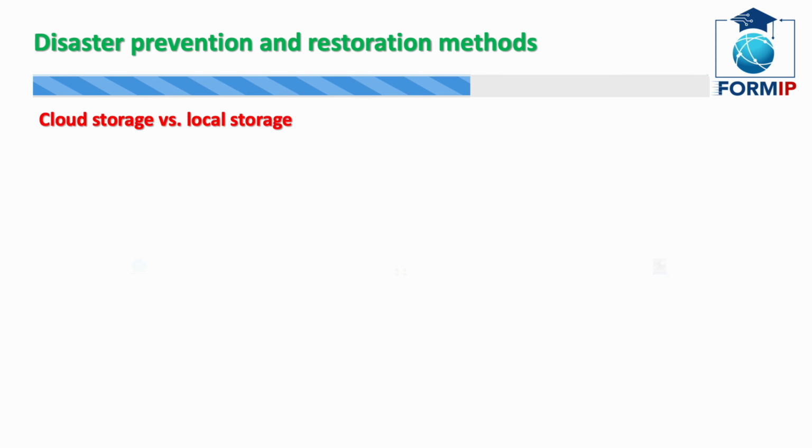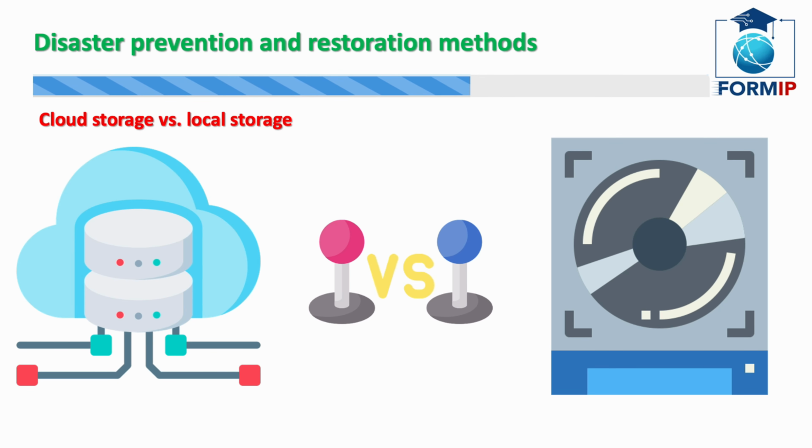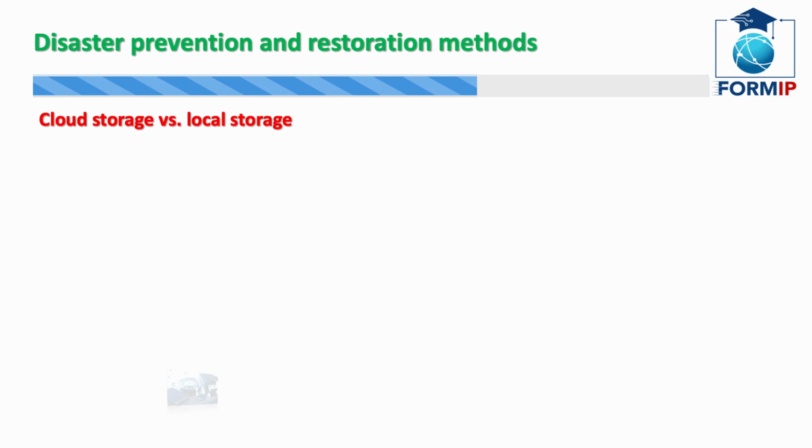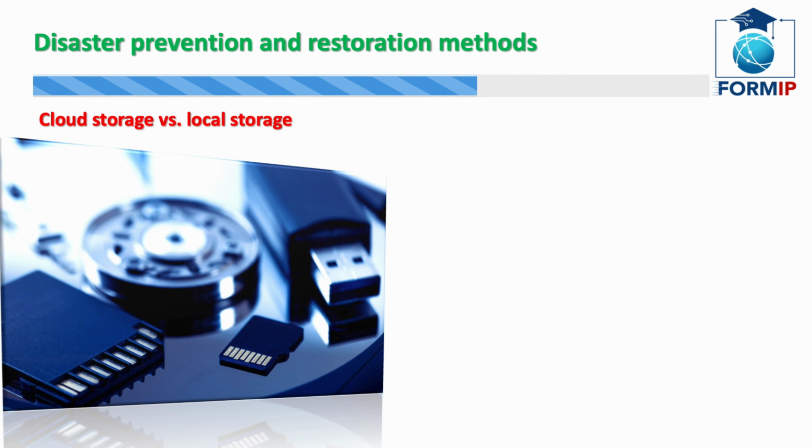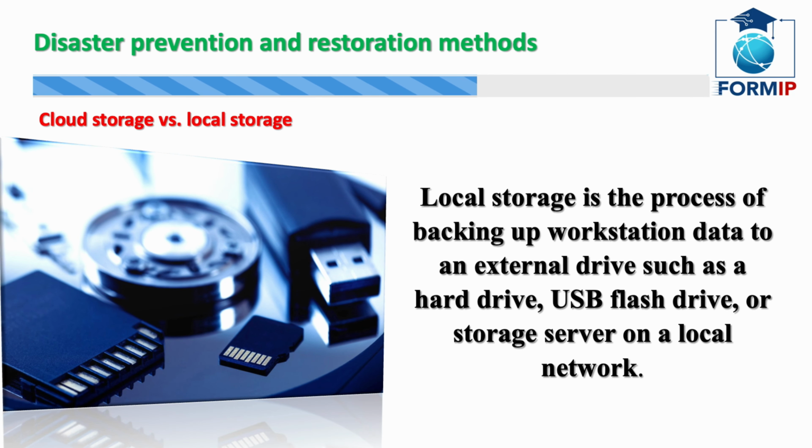Cloud storage versus local storage. Let's see the difference between cloud backup storage and local storage this time. Let's start with local storage. Local storage is the process of backing up workstation data to an external drive, such as a hard drive, USB flash drive, or storage server on a local network.